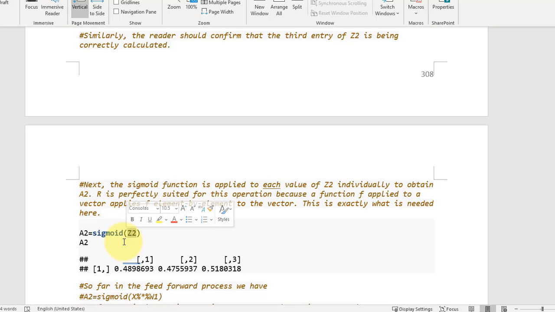We can just take the whole Z2 vector or matrix, and in this case, I guess it's a matrix, Z2, and we can just put that into the sigmoid function, our sigmoid function that we built.